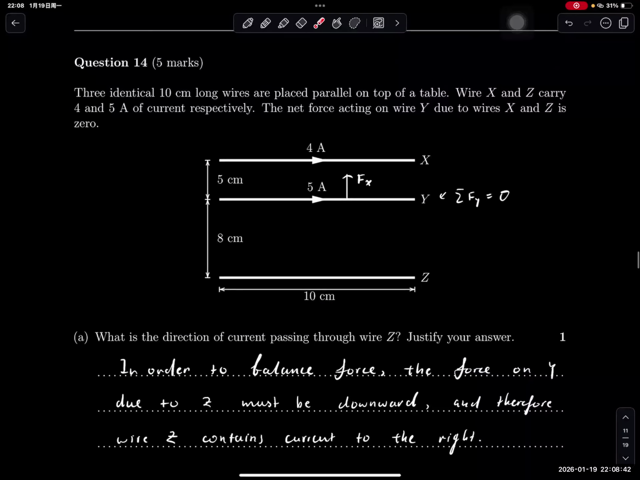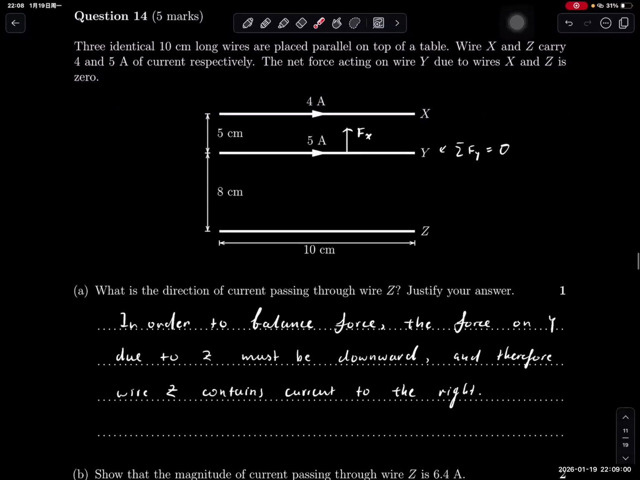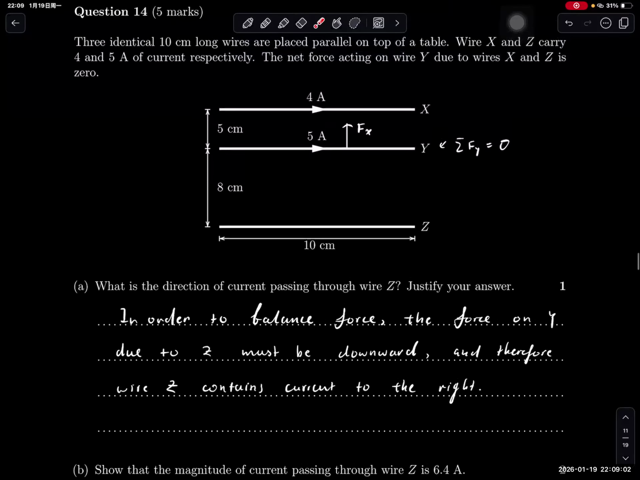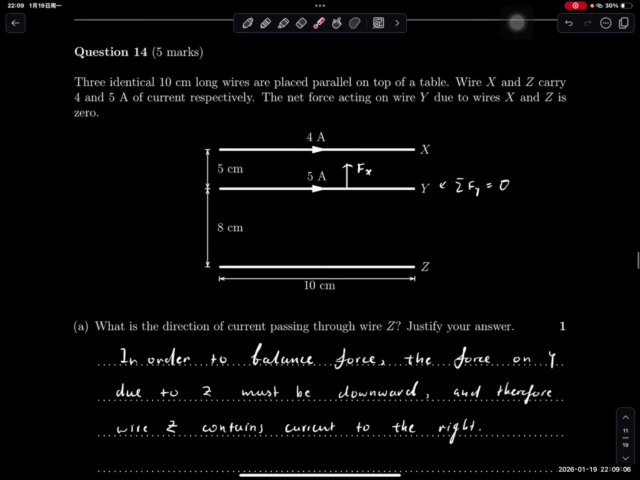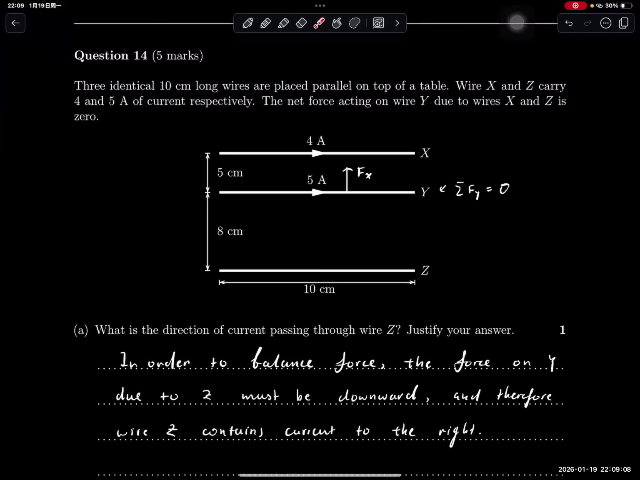Question 14, we have 3 identical 10 centimeter long wires that are placed parallel on top of a table. X and Z carry currents of 4 and 5 amperes respectively. The net force acting on wire Y due to X and Z is 0, so it is levitated, or balanced. So the net force on Y is 0, as I labeled here, right? Yes, you could also label on the diagrams in the test to make it more obvious, with the marker, anything.